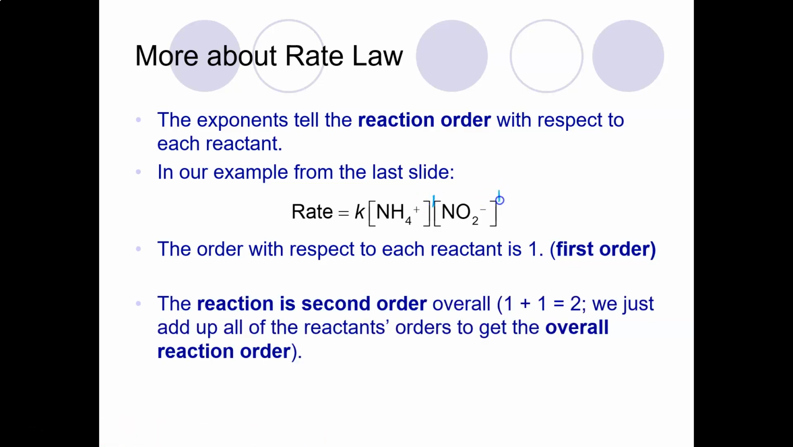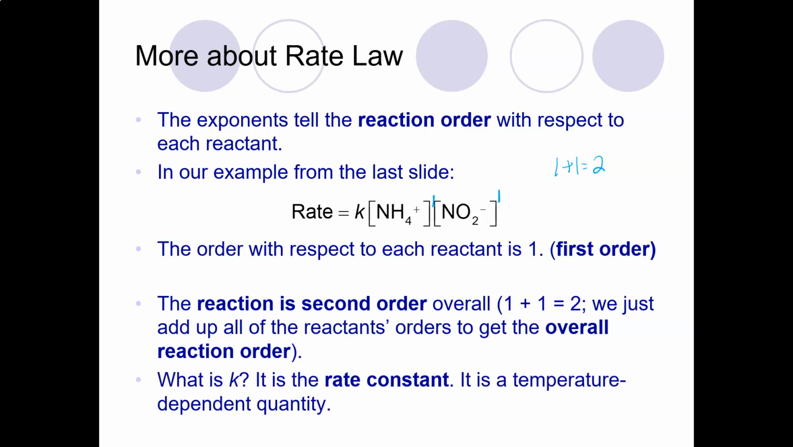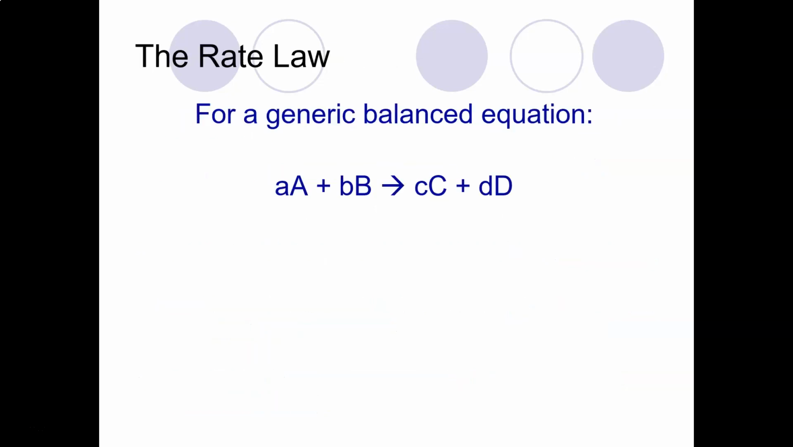Okay, so if this is 1 and this is 1, then the overall reaction order, which is the total, is the really complicated math of adding all the orders together. So the overall reaction order is 2 because one chemical is first order, the other chemical is first order. So together, they're second order. Okay. So again, k is the rate constant. It is temperature dependent. So if we do the same reaction again, but at a different temperature, we get a different number. And every reaction has its own unique rate constant as well.